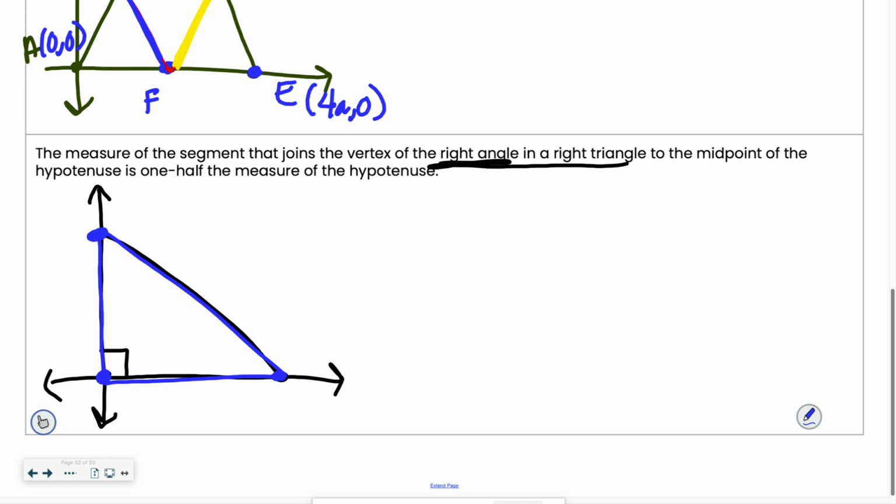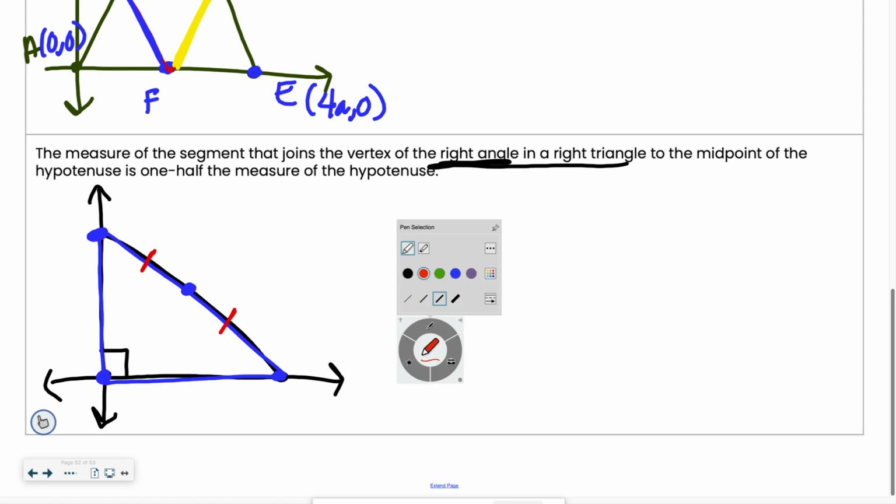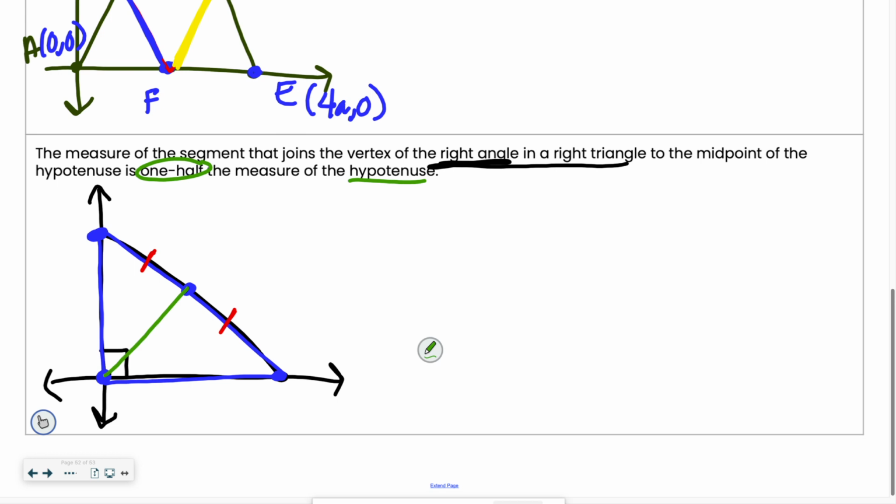Okay, so let's see here. So we want to show that the segment that joins the vertex of the right angle to the midpoint of the hypotenuse. Here's the midpoint of our hypotenuse. How do I know it's the midpoint? Well, we're making it the midpoint. That's the beauty in these. So I know that this chunk's congruent to this chunk. We want to show that this green segment is half the measure of our hypotenuse.